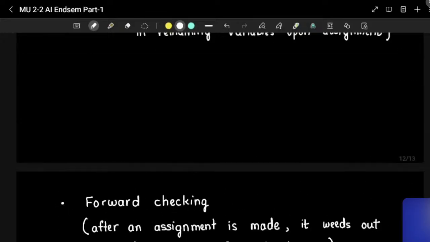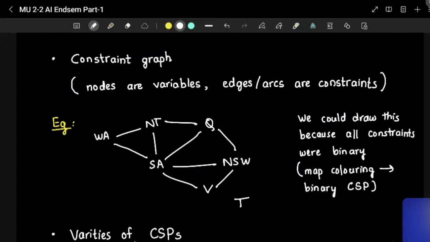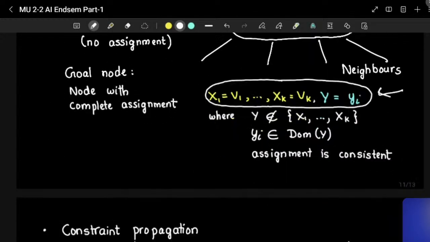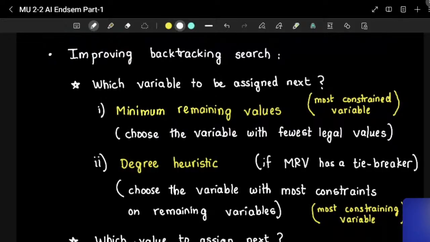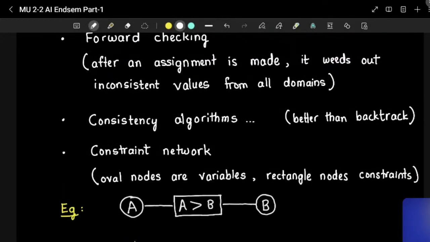Constraint graph will look something like this. This is constraint graph. So if you want to convert the constraint graph to constraint network, you have to replace all the edges with two edges and a rectangle in between, and in the rectangle you have to write what the constraint is.